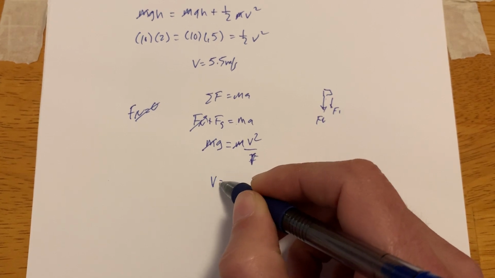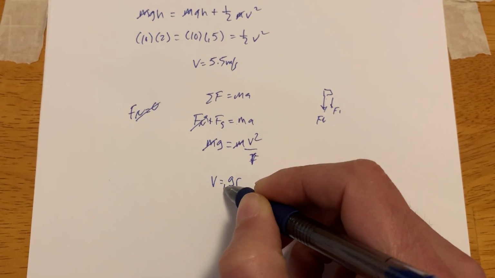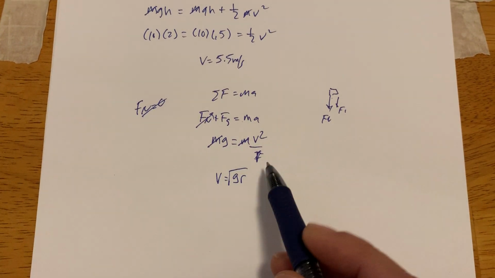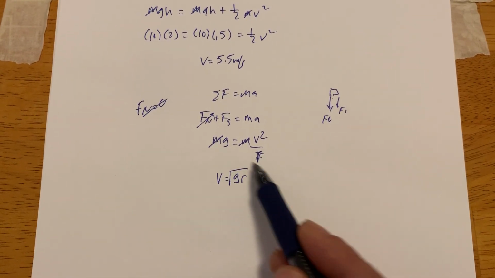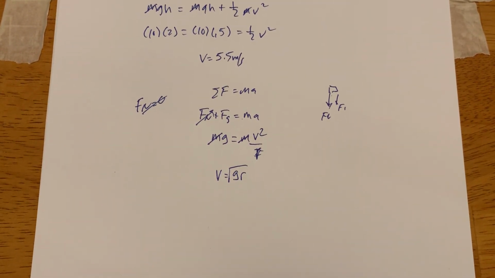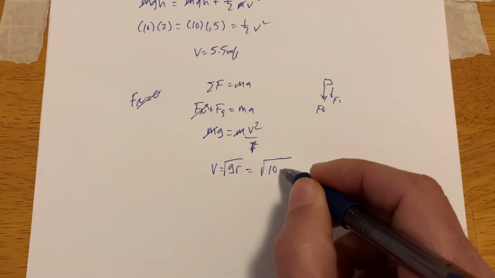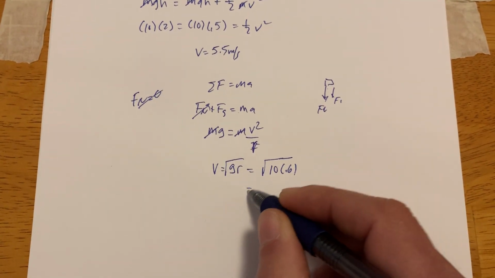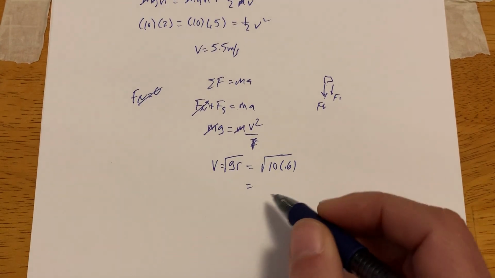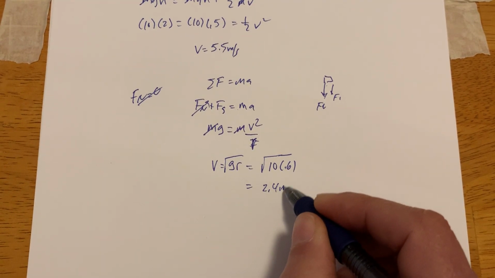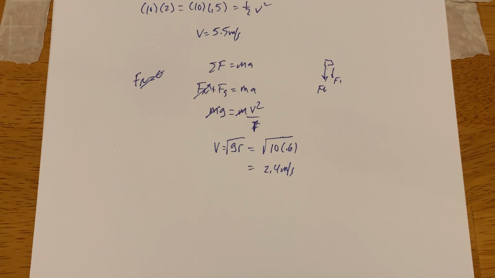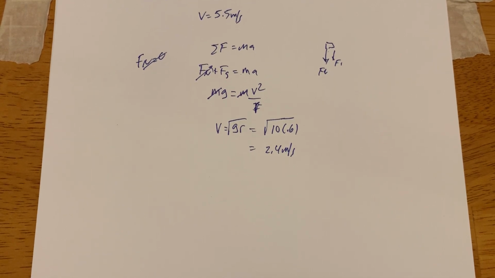So v is equal to what? The square root of gR, because it was really v squared is equal to gR. Take the square root. Let's plug in from here. What do I have? The square root of 10 times 0.6, so it looks like it's the square root of 6. I did that already, so 2.4 meters per second. So that's C.